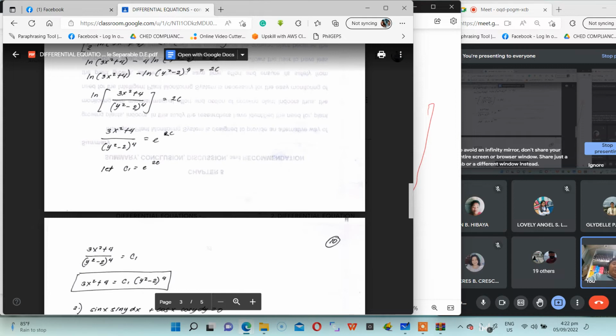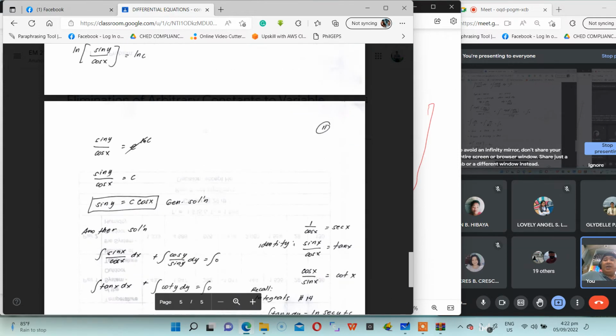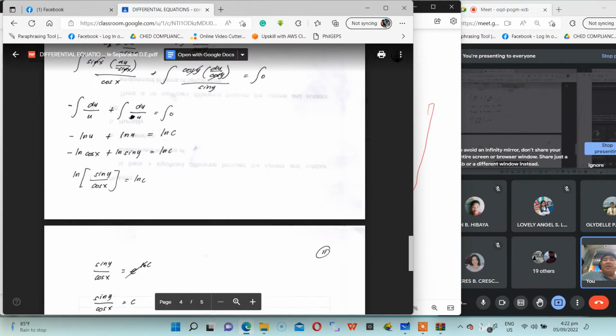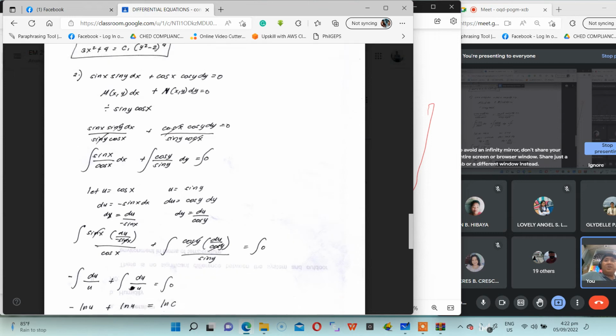Another example is, what if we have trigonometric functions? We have sine and cosine. So what if we have sine and cosine? What will we do?